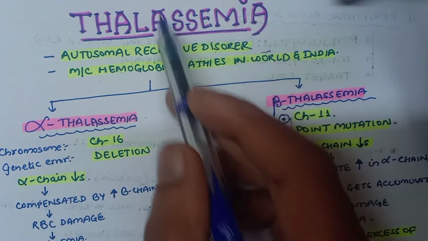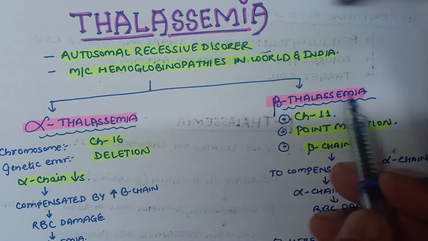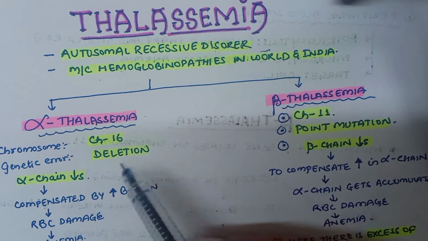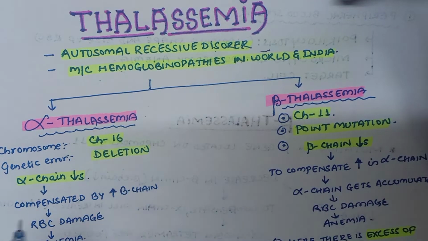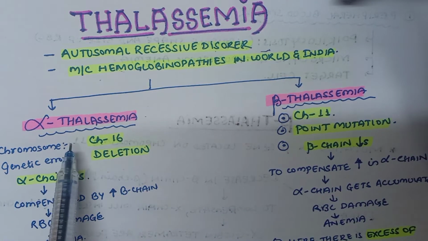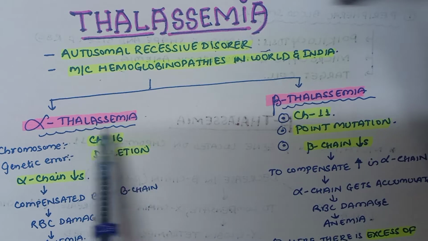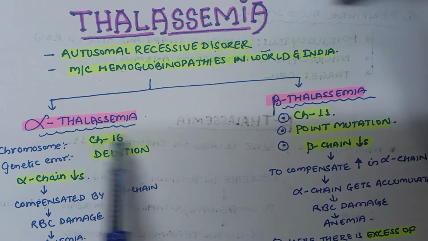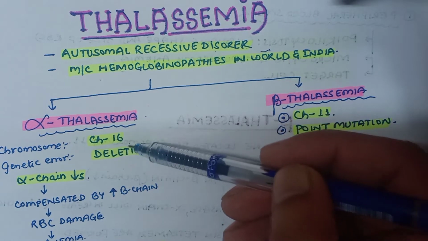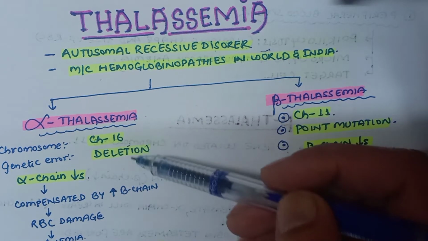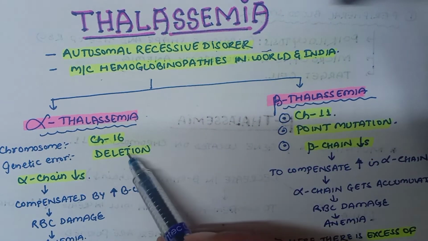This thalassemia can be alpha thalassemia or beta thalassemia. In alpha thalassemia, there is a mutation in the alpha gene, which is located on chromosome number 16. And the most common genetic error is deletion.